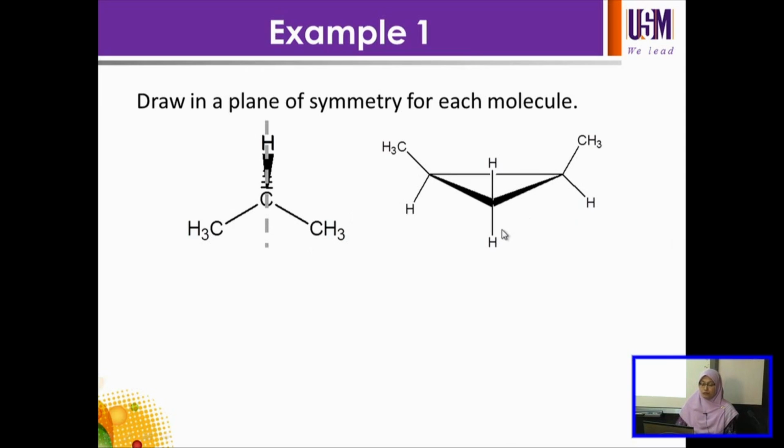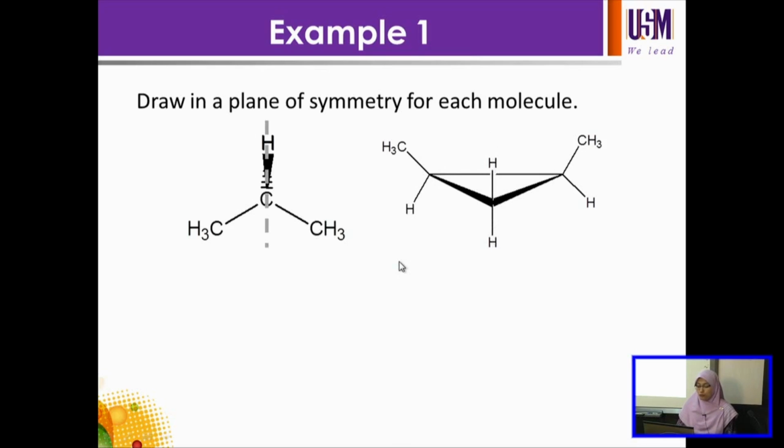For structure number 2, it seems obvious to you, because you will see here we have an identical group to your left and also to your right. So you can place a plane of symmetry in the middle here, at the hydrogen atom, and when you place this plane of symmetry in the middle of this molecule, you will have an identical structure to your left and also to your right.